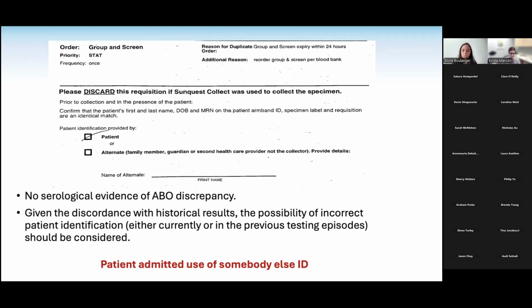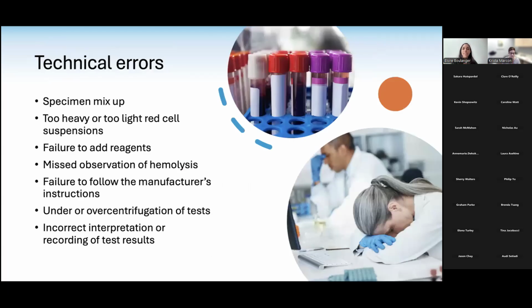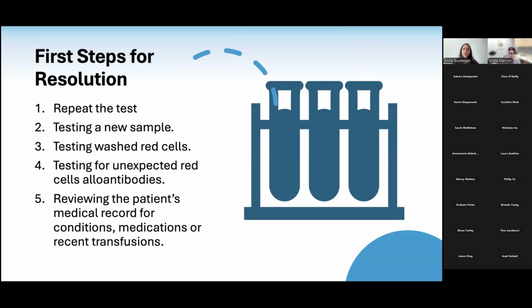But still, we just have to repeat the sample. We have to make sure that we are not committing any technical errors, because technical errors can happen. There can be a specimen mix-up, or too heavy or too light red cell suspensions, or maybe I forgot to add the anti-A and anti-B reagents in the reverse reaction. Or maybe there was hemolysis, but the hemolysis can be very mild, and maybe there's no experience in how to report it. Maybe I did not follow the instructions, or there was an incorrect interpretation or recording of the test results.